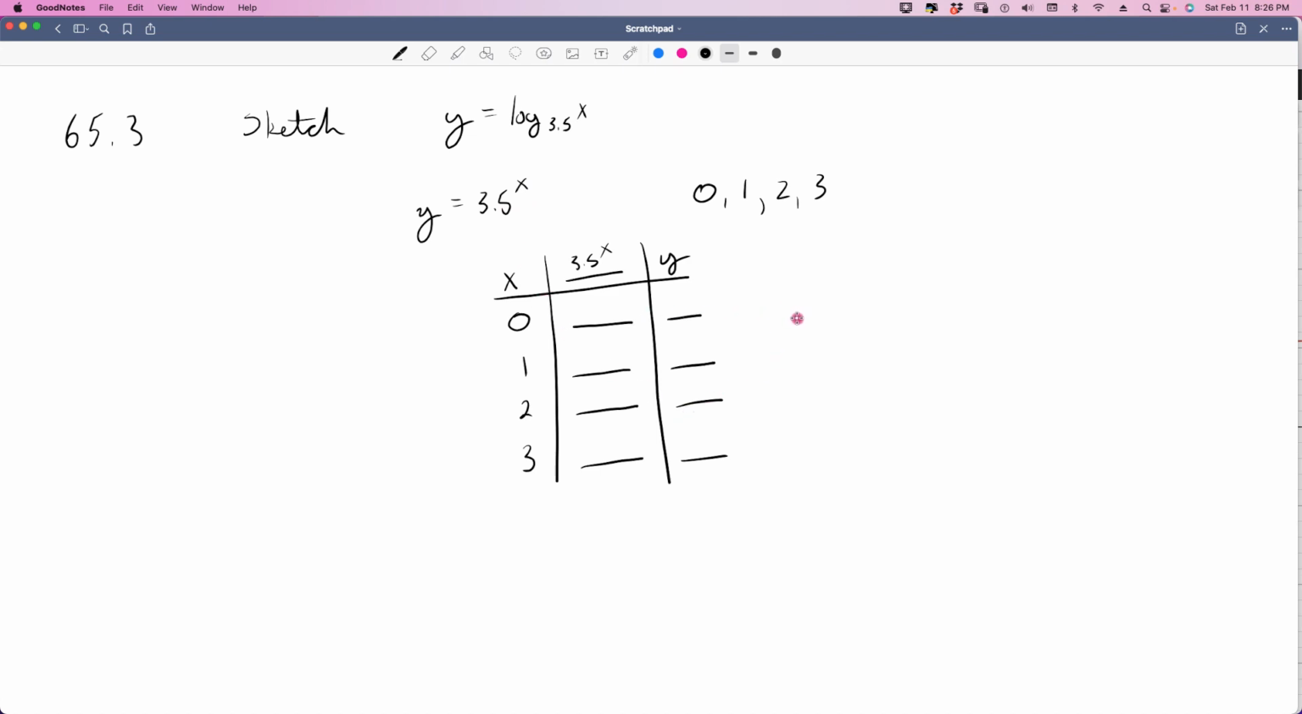Then I'm going to ask you for the logarithmic points for this graph. And you're going to give me the points for this function. So we would solve this like this. This would be 3.5 to the x value. Well, 3.5 to the 0 is going to be 1. 3.5 to the 1 is going to be 3.5, right? And so forth and so on.